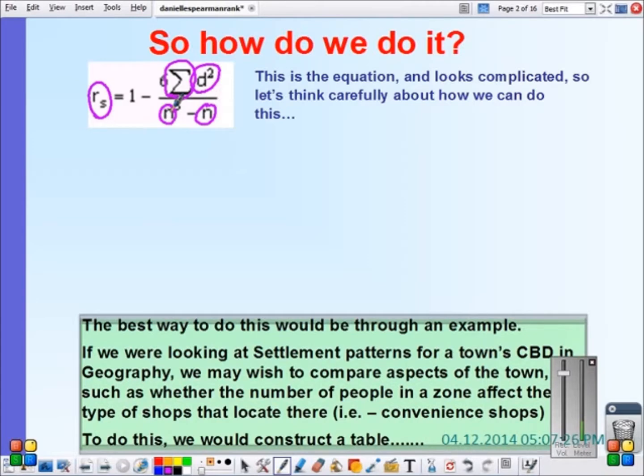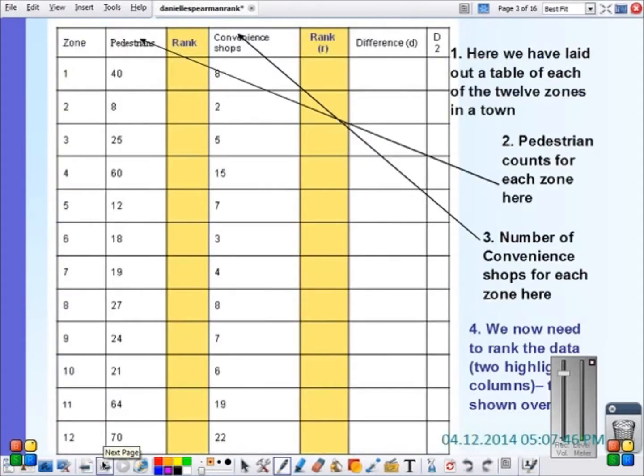The best way to do this would be through an example. If we were looking at settlement patterns for a town's central business districts in geography, we may wish to compare aspects of the town, such as whether the number of people in a zone affects the type of shops that locate there. An example: convenience shops. Here we have laid out a table of each of the 12 zones in a town. We have a column for pedestrians, as well as a column of number of convenience shops.